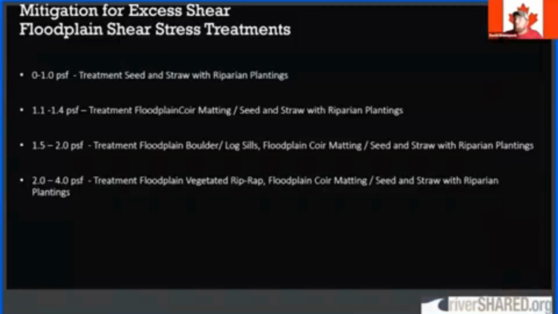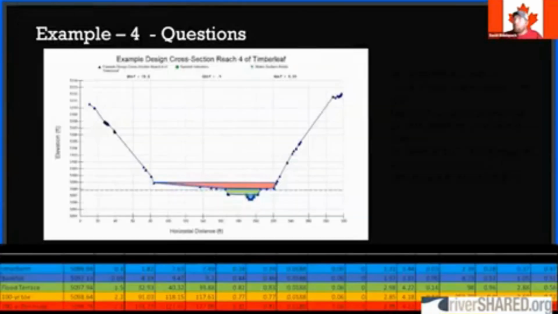So we have many ways to mitigate excess shear stress: treatment and seeding and strawing with riparian plants, treatment of coir or matting. These are all things we've been doing for years. Treatment of log sills, silt cutoffs, silt trenches, and then also vegetated riprap and other treatments. So there's a lot of different ways we can deal with excess shear, but I think it's important that we're looking at floodplain design, that we think about that floodplain shear, and we design appropriately for that.